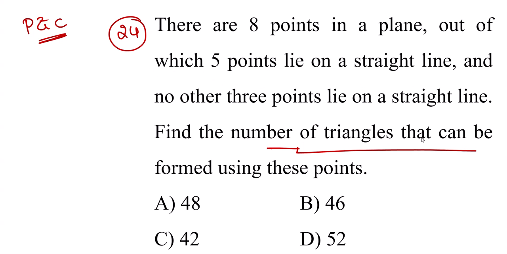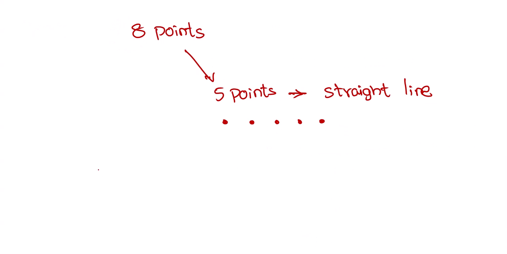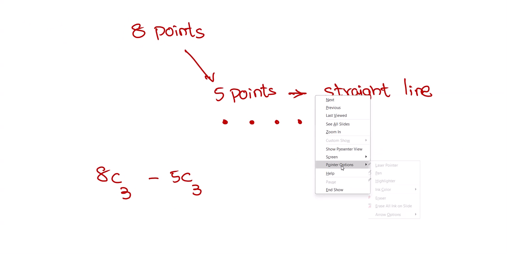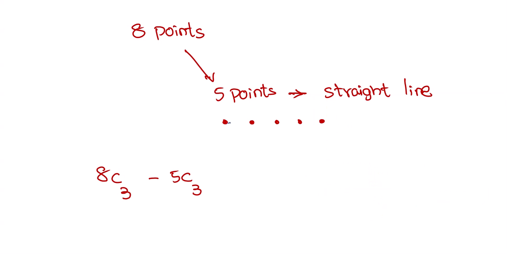So the simple shortcut is, we have 8 points. For a triangle 3 points are required, so 8C3 minus 5C3 we have to do, because using these 5 points which are in a straight line, a triangle cannot be formed. If you have 8 points, I can say 8C3, but there is an issue, 5 points are in a straight line. With that we cannot form the triangle. So we have to do minus 5C3.